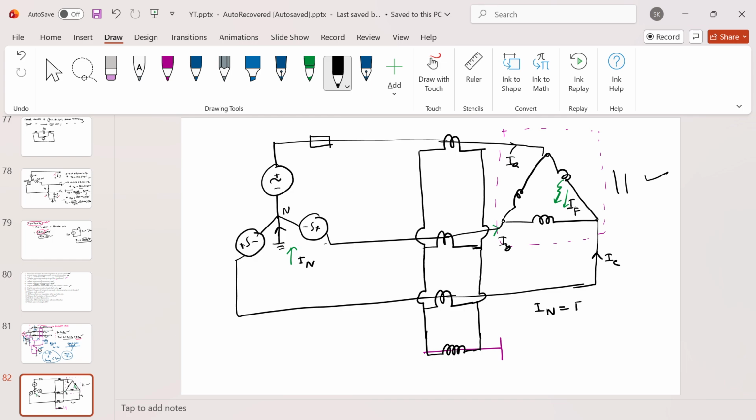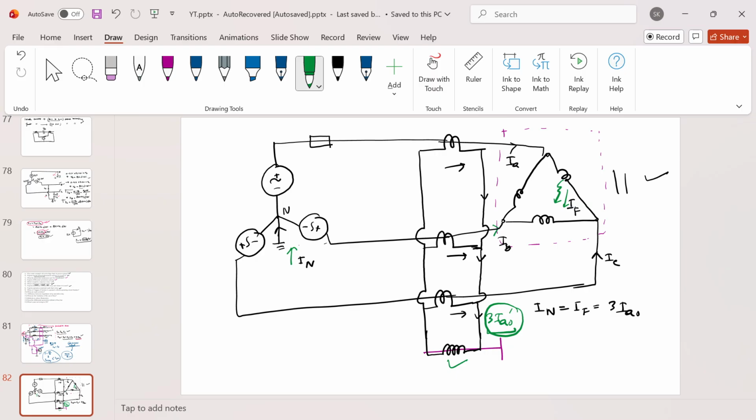I neutral is equal to IF, and it will be 3 times IA naught. So the reflection that will come into these three CTs, if you take the summation of these currents, will be 3 IA naught prime. So the reflection of this current in the secondary, if this current is more than the pickup current of this relay, then the relay will send the trip signal.